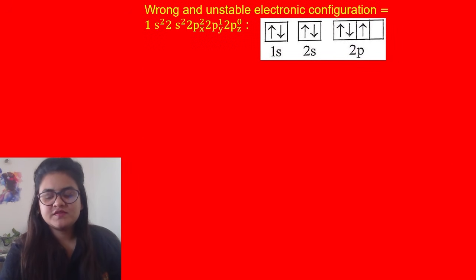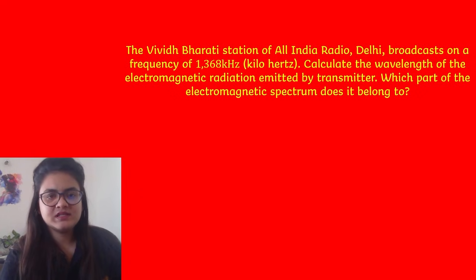Okay, so let's proceed with the next question. Here you can see the Vividh Bharati station of All India Radio Delhi broadcasts on a frequency of 1368 kHz. Calculate the wavelength of the electromagnetic radiation emitted by the transmitter. Which part of the electromagnetic spectrum does it belong to?